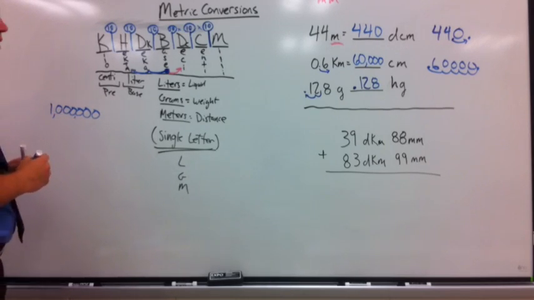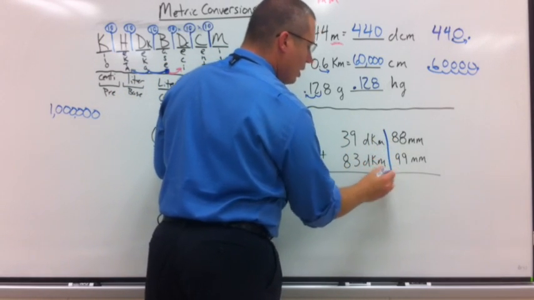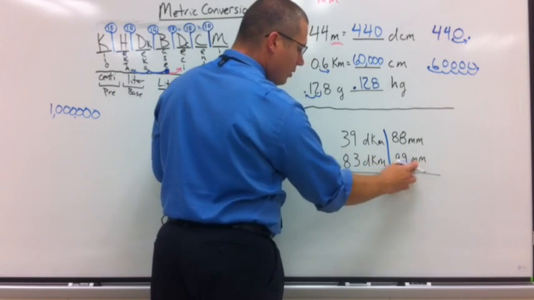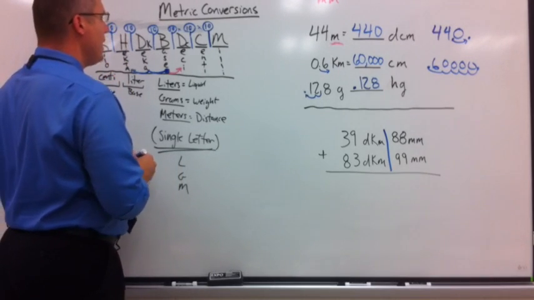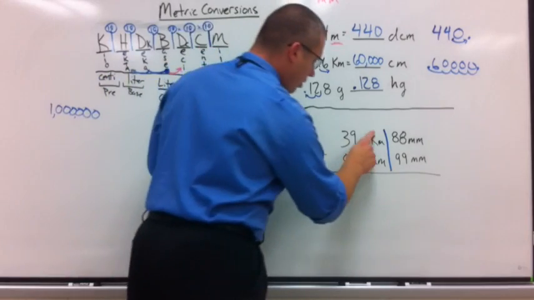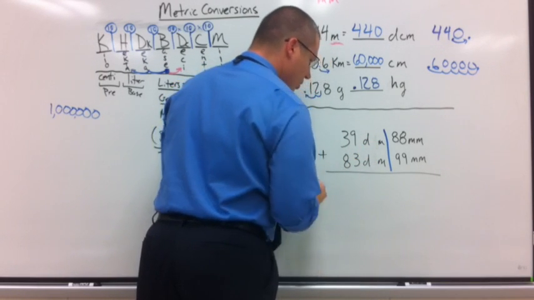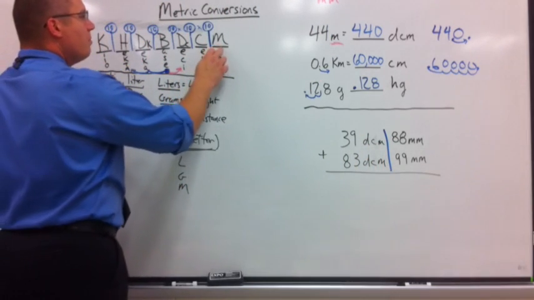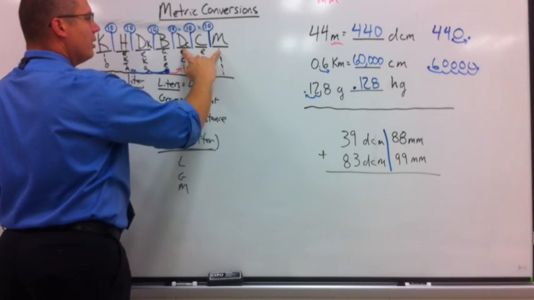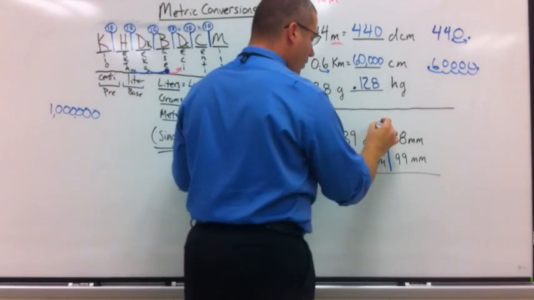1,000,000. So what I'm going to do is go down to my add problem, and I'm going to fill in my magic number. What is the magic number between millimeters and decimeters? Sorry, wrong one. Decimeters. So I look, here's millimeters, here's decimeters. How many tens have I crossed over? 2. 10 times 10 is 100. So I fill in 100 here.